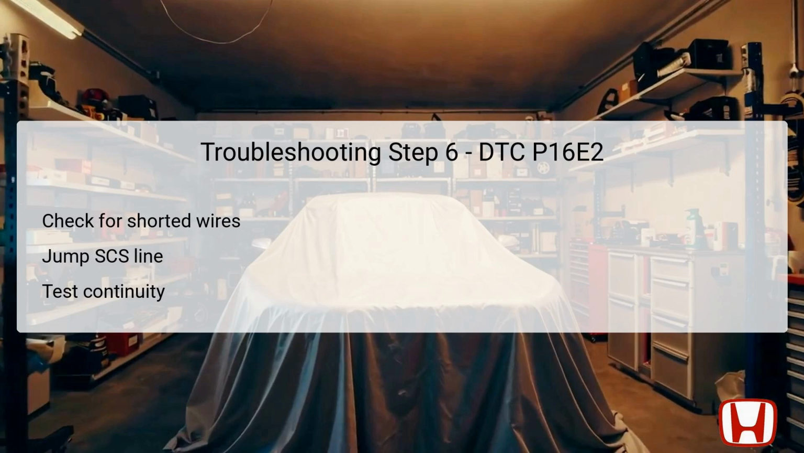For the sixth step in resolving DTC P16E2, you will need to address the possibility of shorted wires affecting the LIN communication. This is initiated by jumping the SCS, or short circuit switch, line using the HDS and allowing a minimum waiting period of 1 minute.